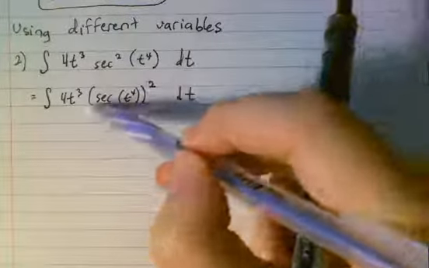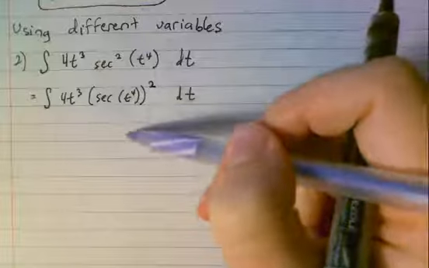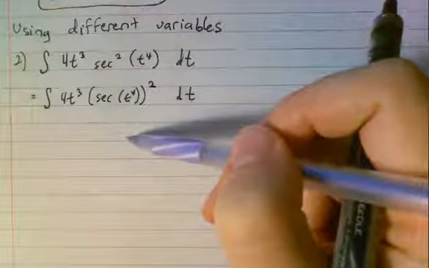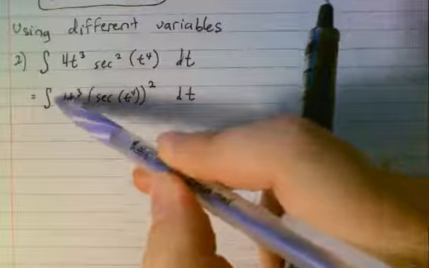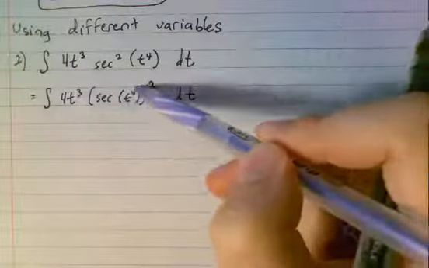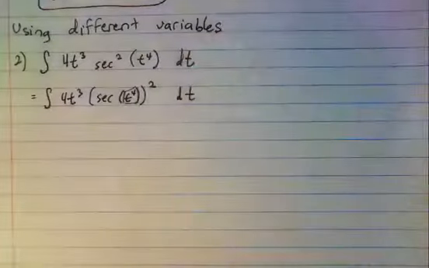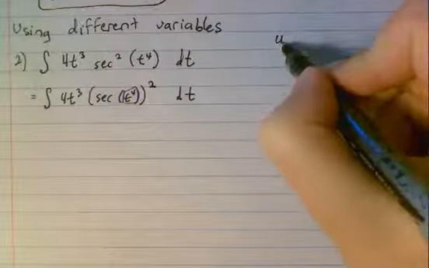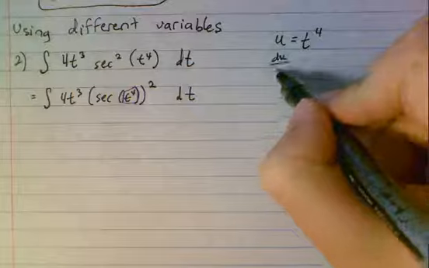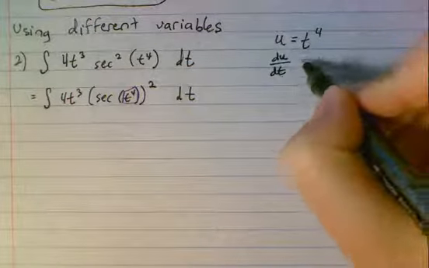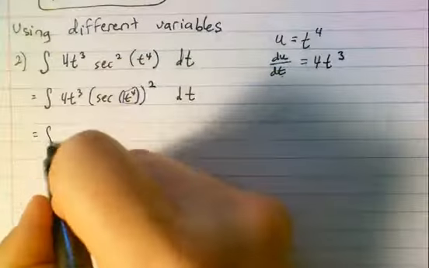And if we let this whole thing, the secant t to the 4th, be u, then when we take the derivative, we're going to come up with secant t to the 4th tangent t to the 4th. That's not going to cancel out what's over here. What will cancel out what's over here is if we let this t to the 4th be our box, our u. This is with respect to t now, not x. So we can substitute.